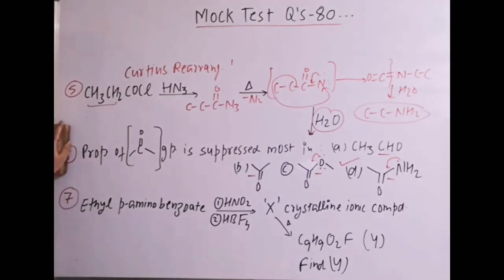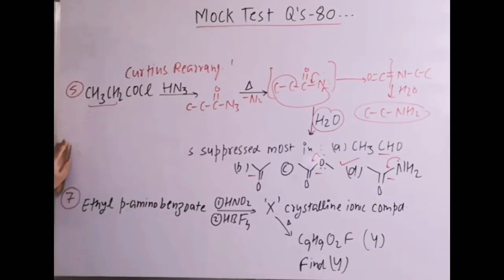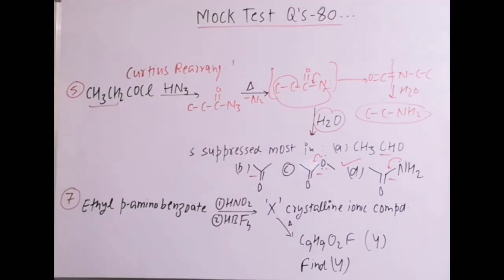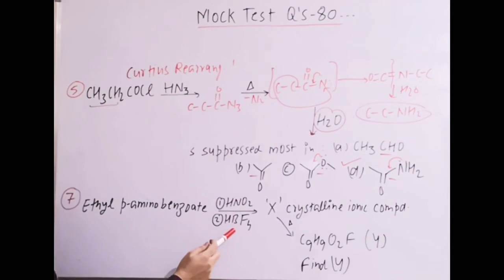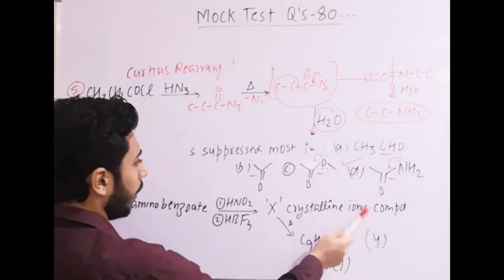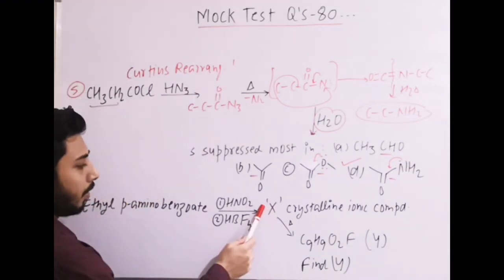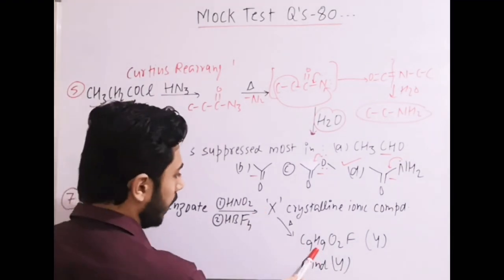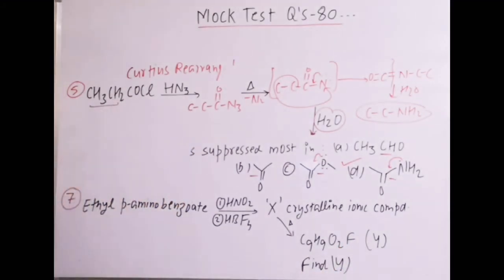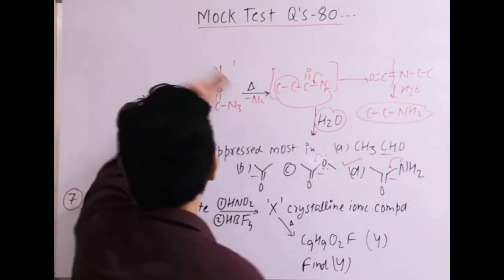Next is a question you can try: pause this video and write down the final product Y. Ethyl para-aminobenzoate is the name given, so I am not writing its structure. You have to write down the structure, and I will explain it after that. The first step is with HNO2, the second step with HBF4. It gives compound X, that is a crystalline ionic compound, right? After this X is formed, on heating it gives C9H9O2F. This is compound Y. What is compound Y?